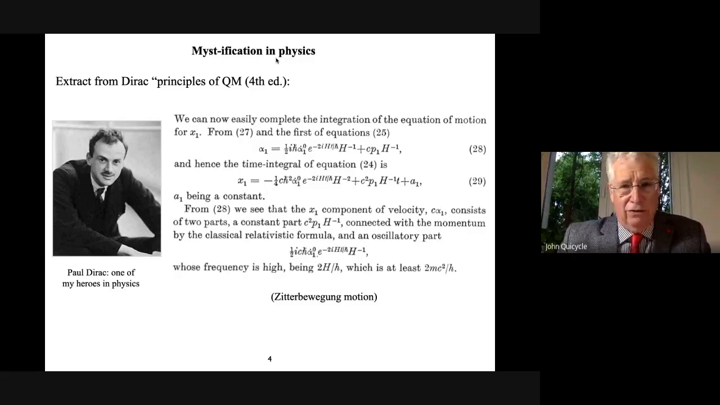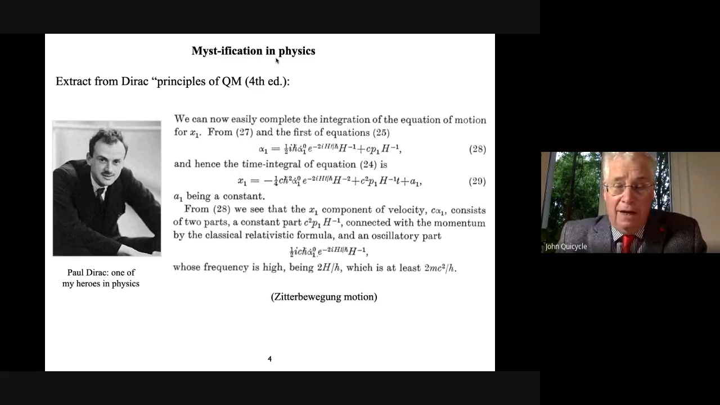But I want to look at a couple of bits. These are both taken from the fourth edition of Dirac's Principles of Quantum Mechanics book, and you can see from the equations that's sort of section 69 and 70 in the book. And the first one is just an integration, a simple integration. Well, not that simple. It took me a while to understand it, I have to say, but an integration of the equation of motion, the position of an electron as a function of time.